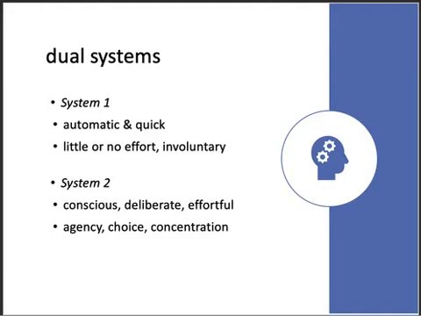So in general, system one is automatic and quick, and it involves little or no effort on your behalf and it's also involuntary. It just happens. System two, on the other hand, is conscious and deliberate and effortful, and it involves agency. So it involves what you do, what you decide to do, what you consciously do and understand yourself as choosing to do, and choice, and requires concentration. Okay.